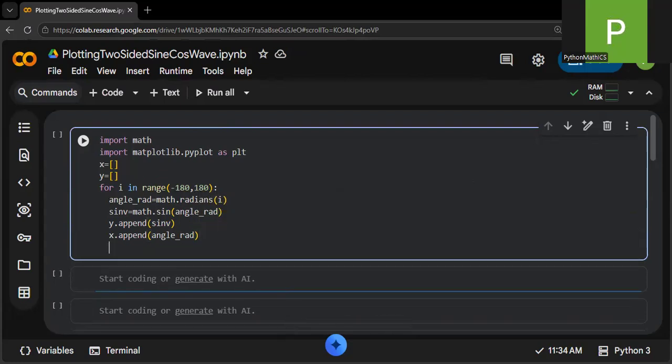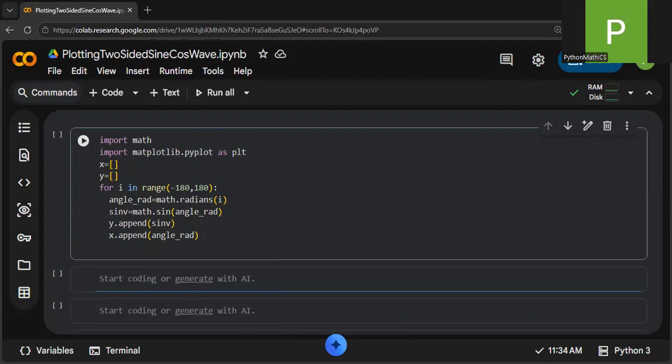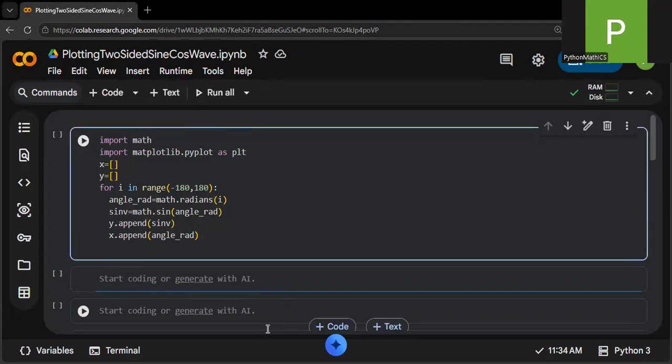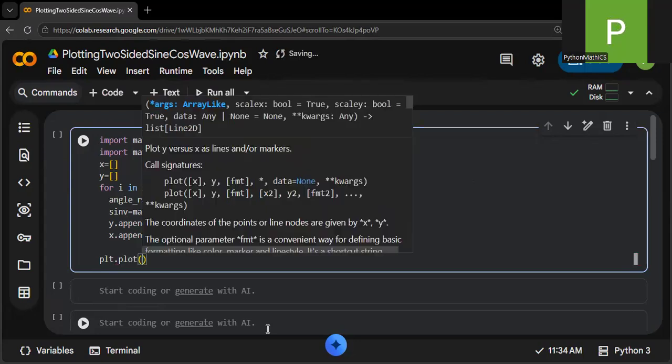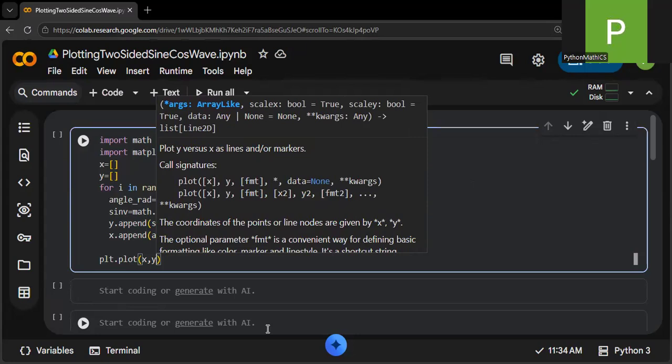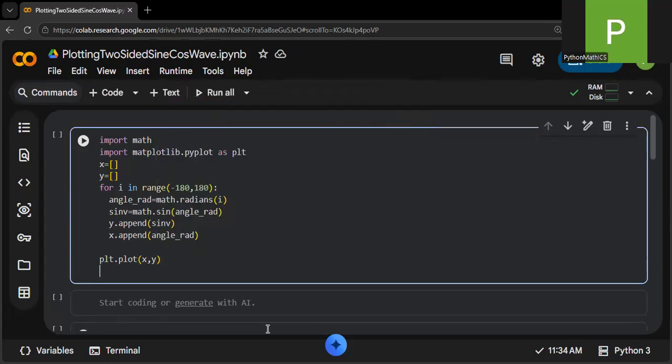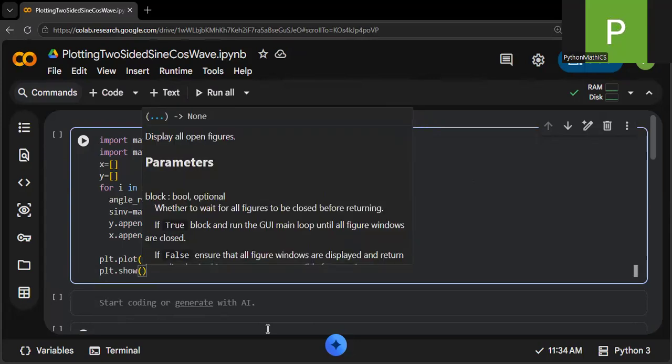So let's move to the next step, and the next step is the plotting. So you understand we use plt.plot. So I write plt.plot. We have the x, comma, y, and then plt.show. plt.show, and we are done. Okay, so let's run. So you can run this one.